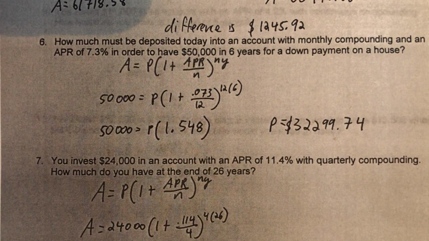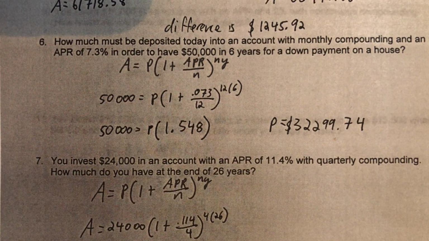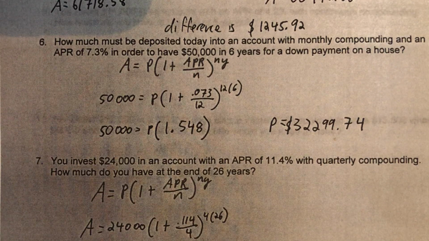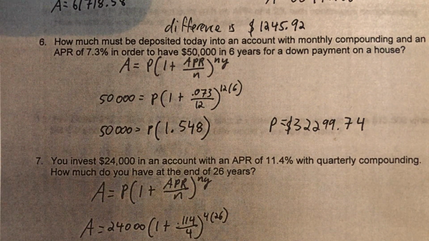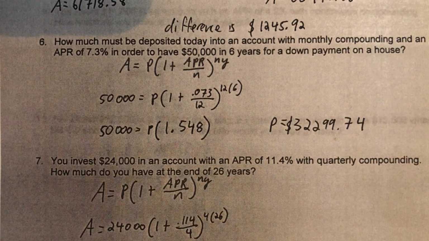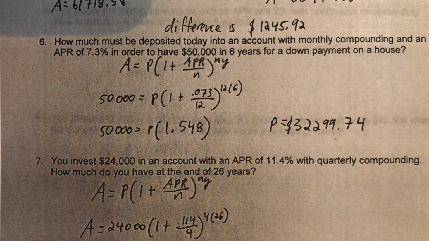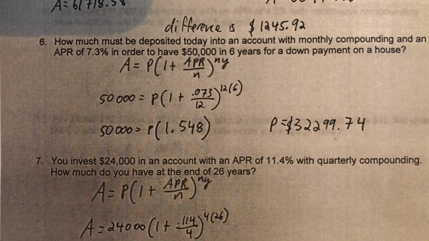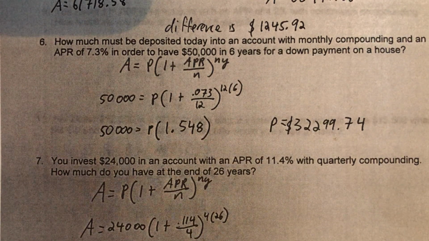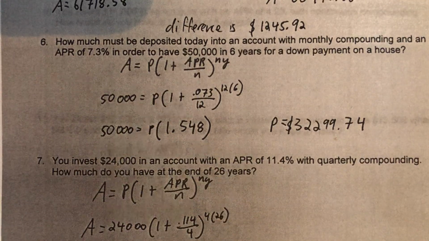So we're going to put the right side in the calculator. Don't forget parentheses. And if you want to make that 12 times 6, 72, that'll probably make life a little bit easier. That comes out at 1.548. Divide that into 50,000, and you would need to put in $32,299.74. Okay, and then in 6 years you would have $50,000 for the down payment.